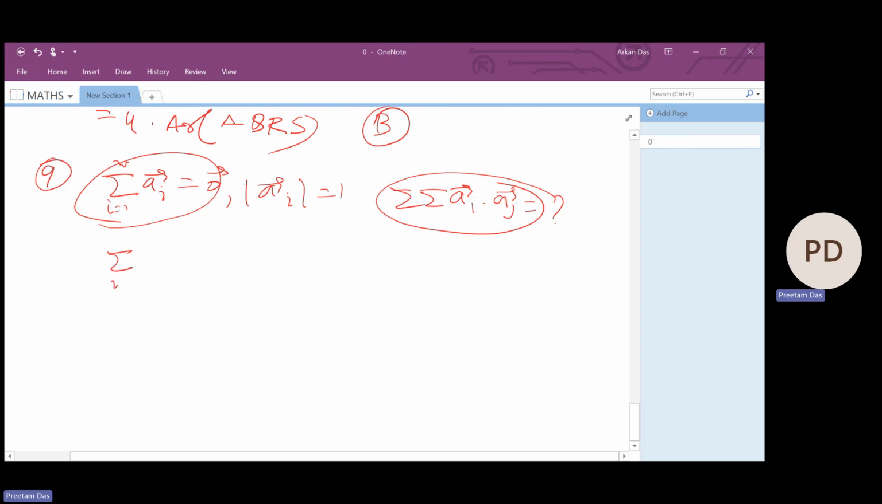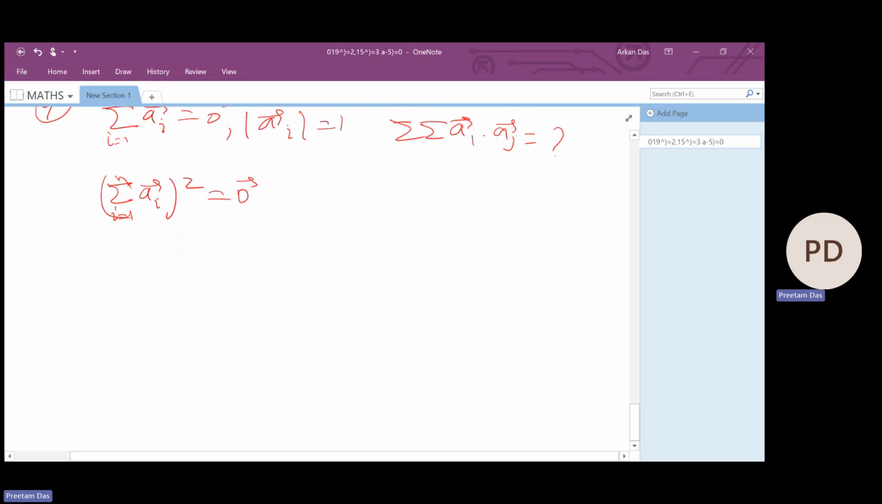So we know that summation of all of these AI square will also be 0. How do you get this? By squaring this equation. If you square both sides, you will get this whole square. Now what is the formula for sum of some vectors and then whole square? It will be the summation of these mod AI square and then plus 2 times of all of these summations, AI dot AJ will be 0.